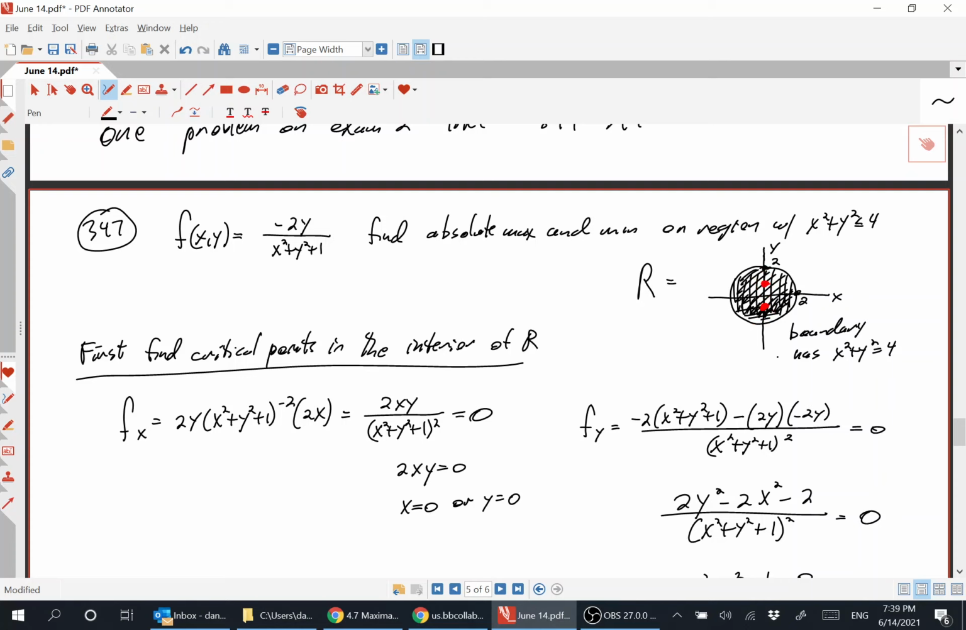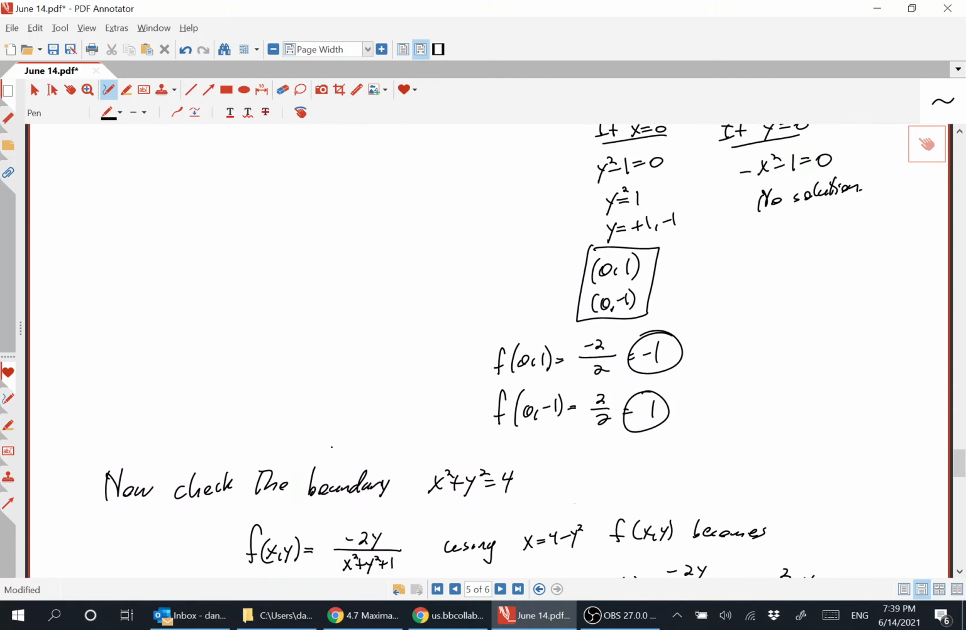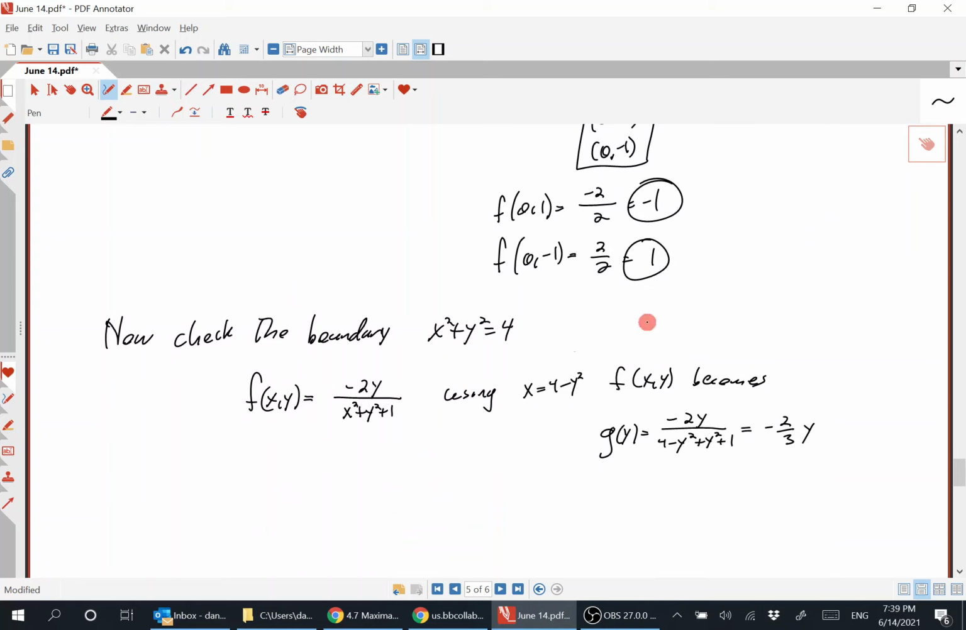What's the range for y? Or what's the domain for y in this region? Between -2 and 2. Yeah, between -2 and 2. And then also, wouldn't x become the square root of 4 minus y squared? Right, but there's no x. No, it's saying using x equals 4 minus y squared.